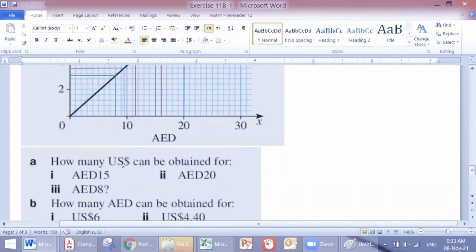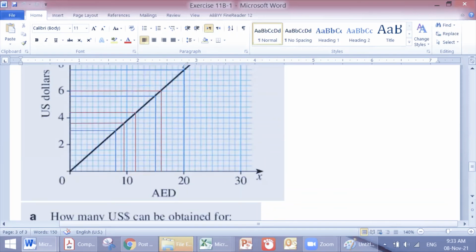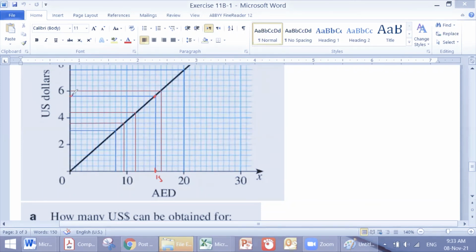So, how many US dollars can be obtained for AED 15? Where is AED 15? I have already drawn these blue lines. It will also show you. So this blue line is telling 15 AED. 15 AED is here. And I will see how many US dollars it is showing. I will go up, and at this point, on the Y axis, it is one value less than 6. I will find what this is.